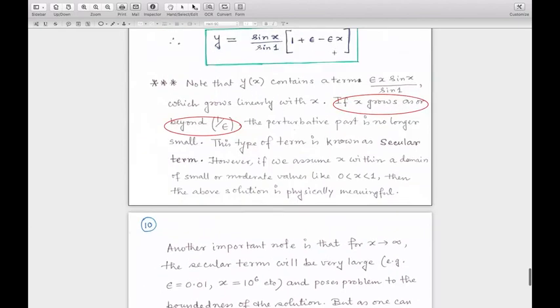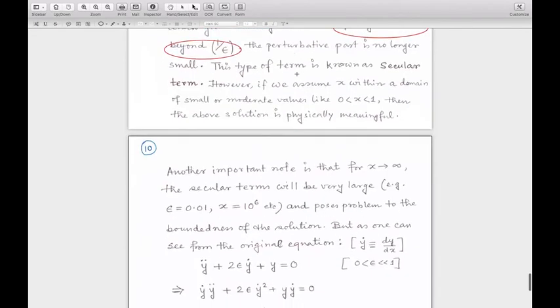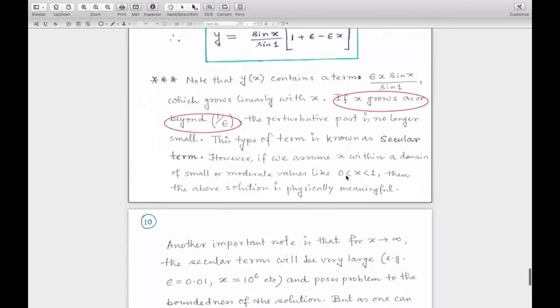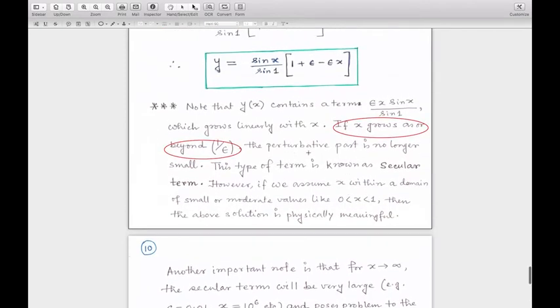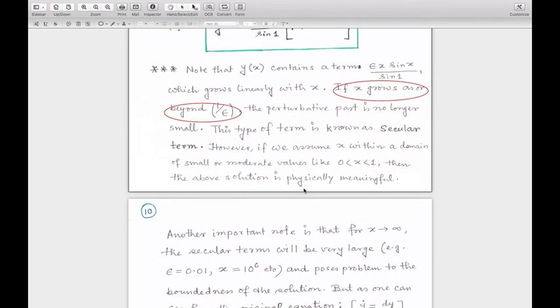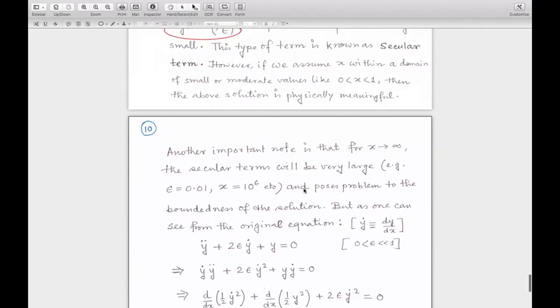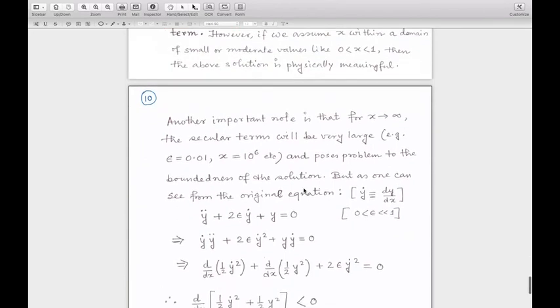Then epsilon times x is already of the order of 10 to the 4. So this term is ridiculously bigger than this term, right? You can see that this poses a problem to the boundedness of the solution. It simply says that due to this, when x really tends to infinity, the solution will be without bound and will really tend to infinity. Okay? But there is a problem.